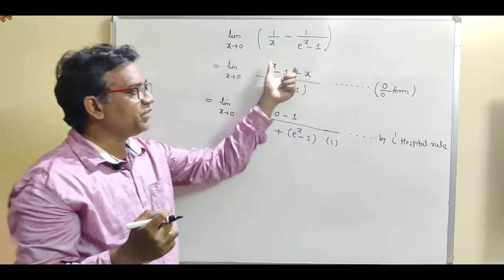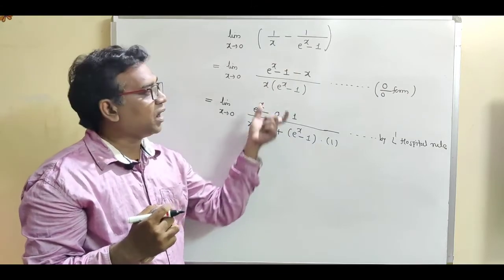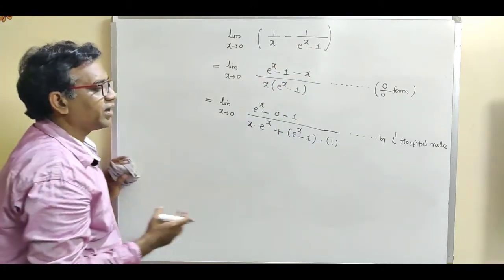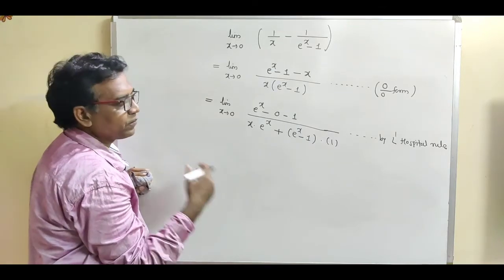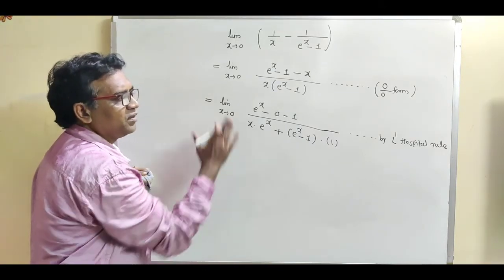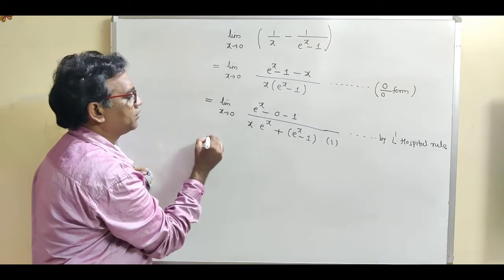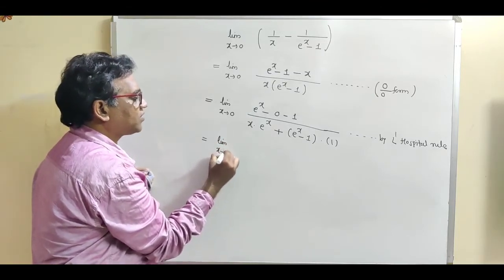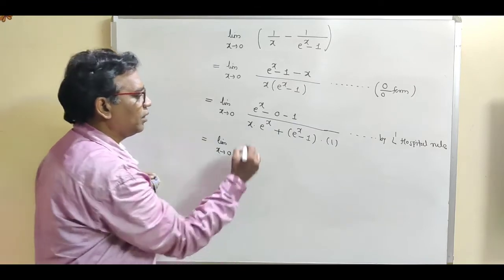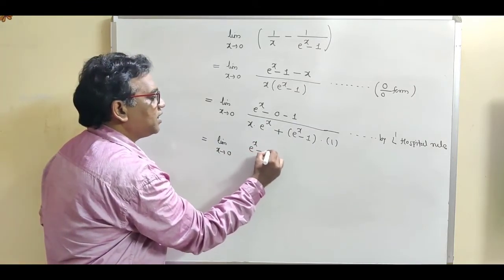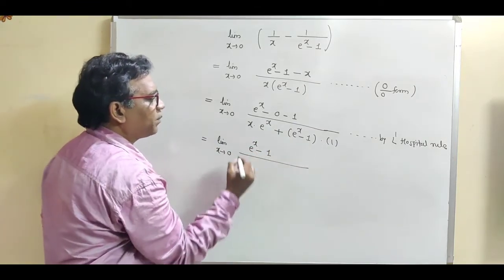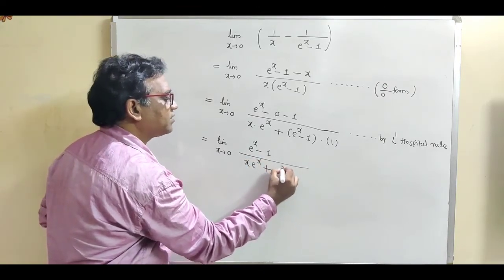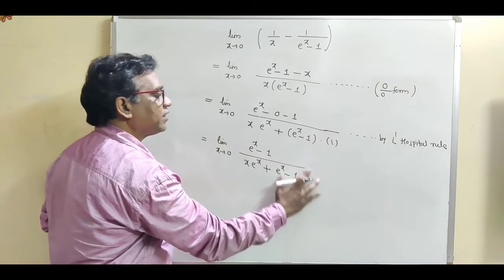So this is called the L'Hopital rule. If the limit form is a division form, and either 0 by 0 or infinity upon infinity, then we can use the L'Hopital rule. And what is the L'Hopital rule? Just take the separate derivative. So this is equal to, simplifying this step, limit x tends to 0, e raised to x minus 1 divided by x e raised to x plus e raised to x minus 1.